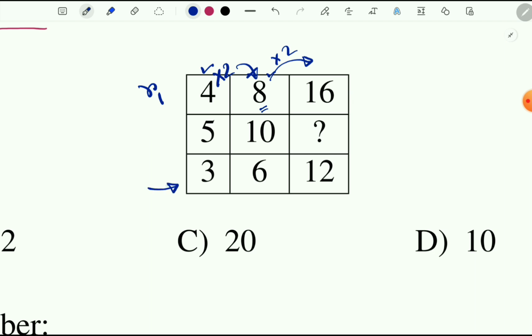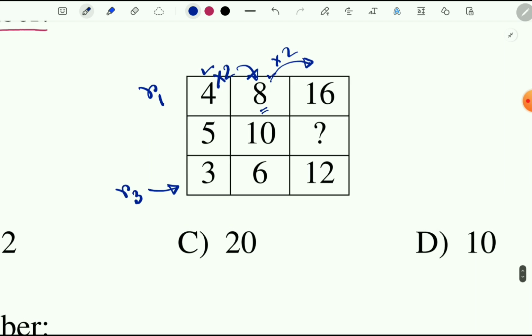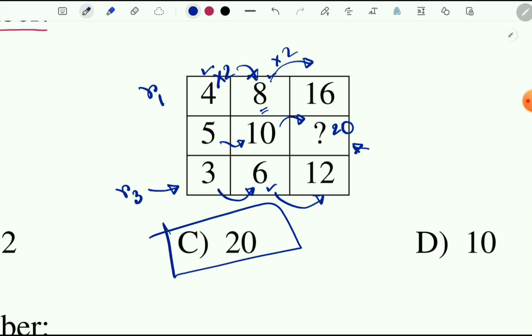So now let's check whether this relationship maintains for all cases. Yes, we can see here, if we multiply 3 by 2, it gives us 6, and then again 6 multiplied by 2 gives us 12. So it's easy to find out the missing numbers. Here we can see 5 becomes 10 if we multiply by 2, and then 10 multiplied by 2 gives us 20. Therefore our correct answer is C.